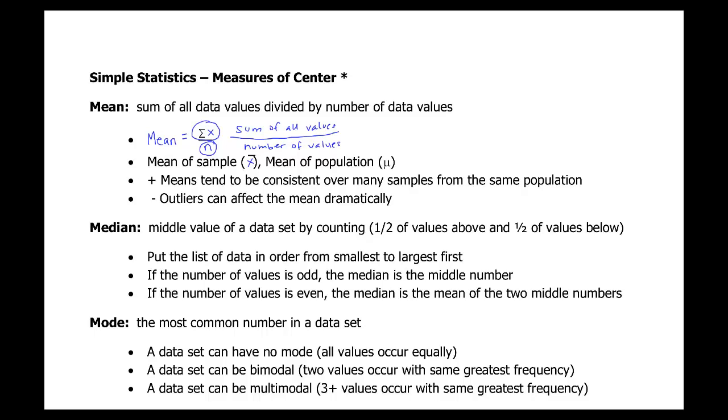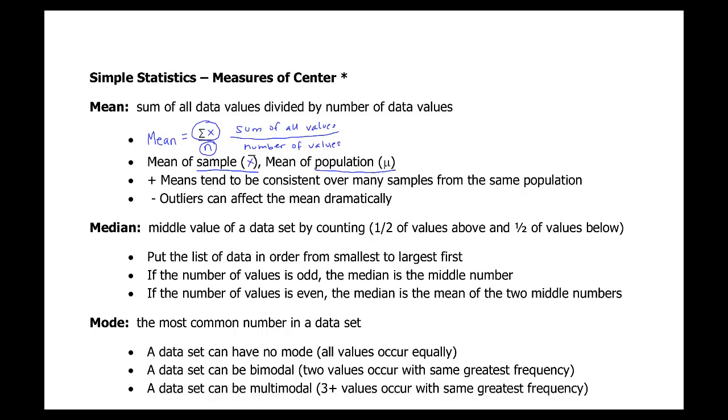And we have the term x bar, an x with a line over the top, which would be for a mean of a sample. And we have the Greek symbol mu when you're talking about the mean of a population. Typically in this class we'll be talking about means of samples, so we're going to use the symbol x bar. But if you ever do see the symbol mu, keep in mind that we're talking about the mean of a population.